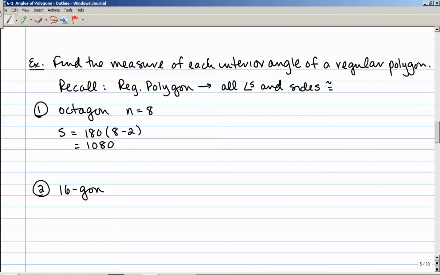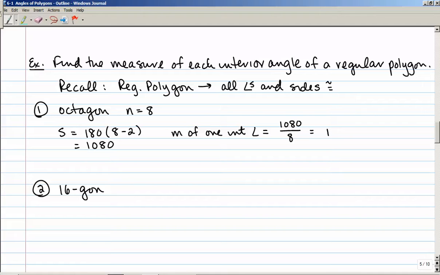So that's the sum of the interior angles of a regular octagon. Since all of the interior angles are the same, the measure of one interior angle is going to be 1080 divided by 8, since there are 8 angles and they are all the same.